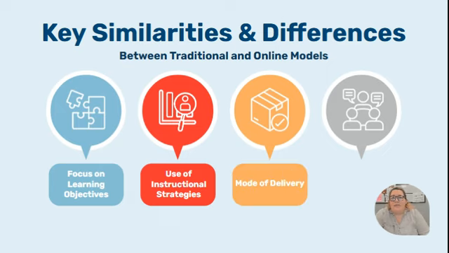For the differences, there's the mode of delivery. So traditional learning occurs face-to-face in physical classrooms, like I have here, while online learning uses digital platforms. And finally, the last difference is interaction patterns. Traditional classrooms offer synchronous, real-time interactions. Online models provide both synchronous, like live classes, and asynchronous, like discussion boards or recorded lecture options. So kind of like what we have in the classroom here, where we can post on the discussion board back and forth.